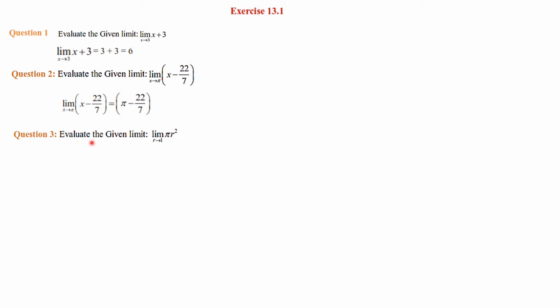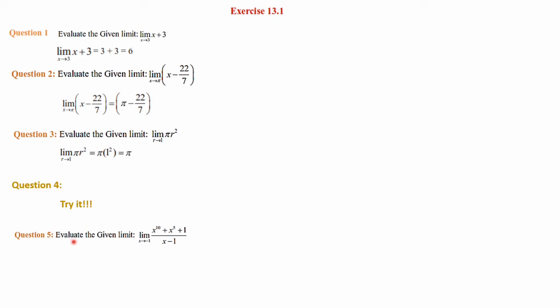Question number 3, evaluate the given limit. Limit r tends to 1, pi r square. So limit r tends to 1, pi r square is equal to, r is replaced and put 1. So pi into 1 square, that is equal to pi. Question number 4, you will do it as homework.